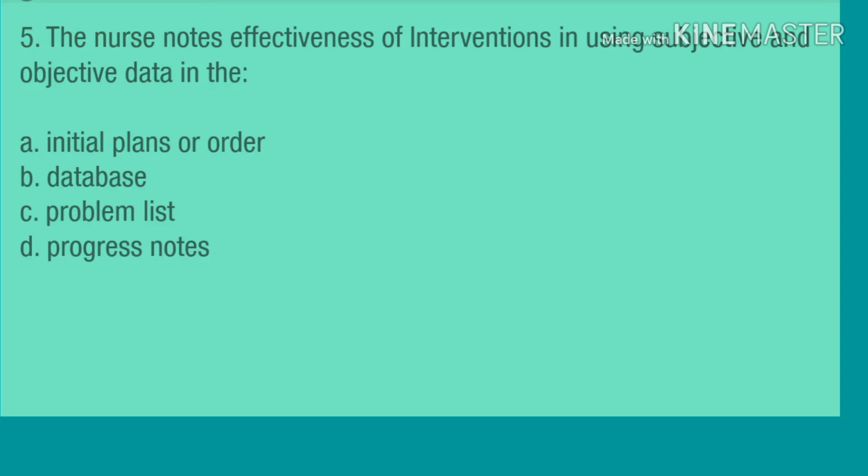Question 5. The nurse notes effectiveness of interventions in using subjective and objective data in the: A. Initial plans or order. B. Database. C. Problem list. D. Progress notes. Answer: D.